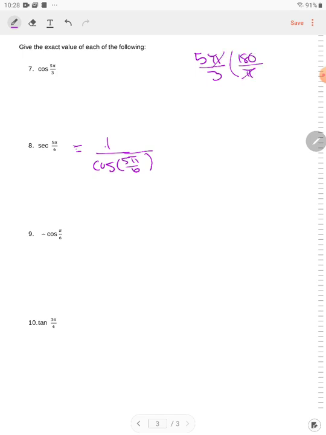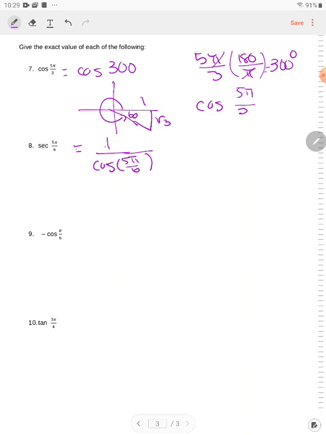So if I do 5/3 times 180, I get 300 degrees. So basically, I'm looking at cosine of 300. That's a little easier for me to draw. So we come around, and that gives you a 60 reference. And across from 60 is root 3, 1. So in this case, we get cosine of 5 pi over 3 is equal to 1/2, because remember, cosine is adjacent over hypotenuse.